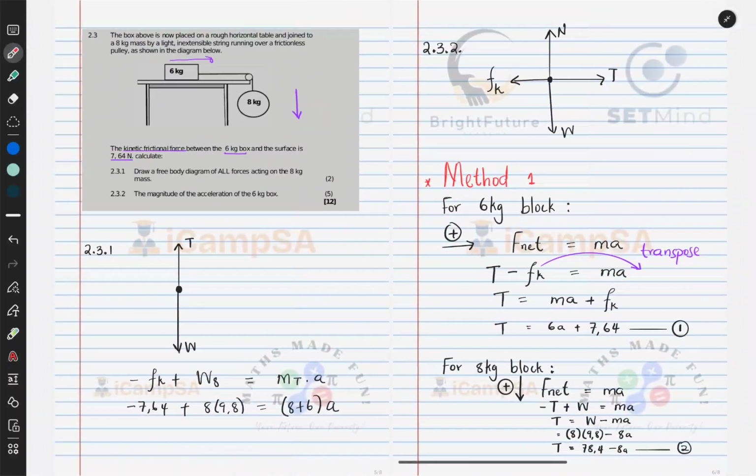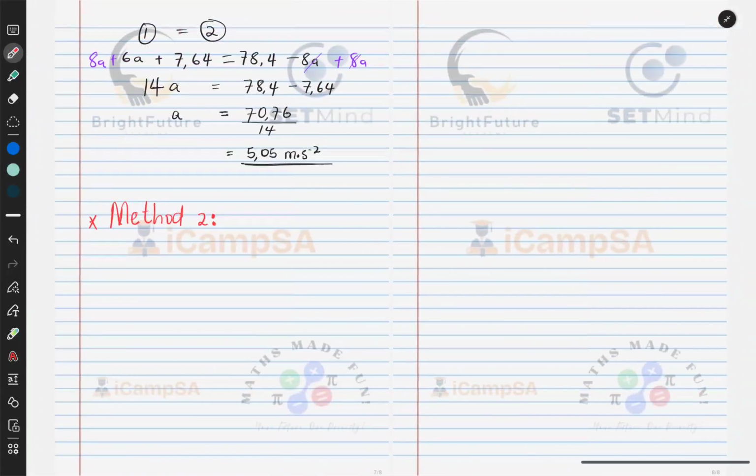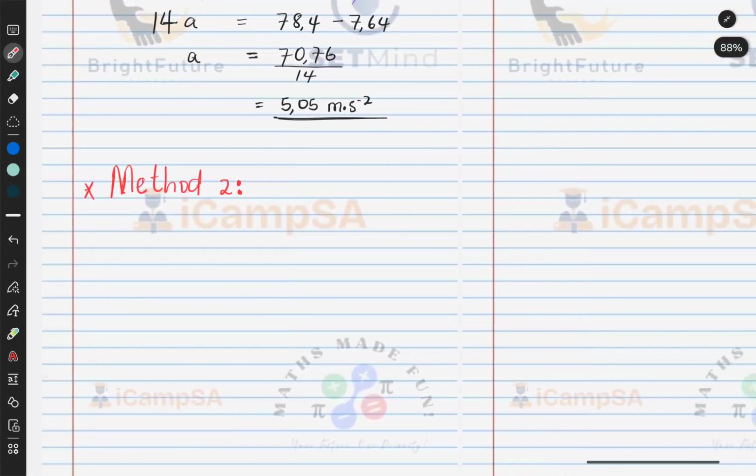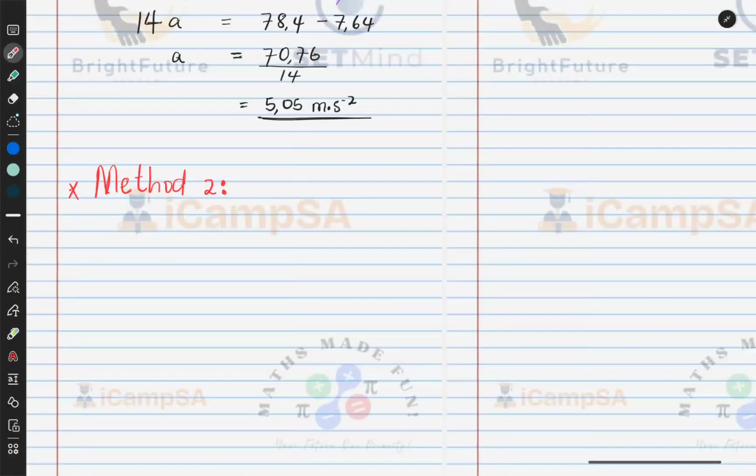Then you'd have to consider the overall mass of the system. Usually it works for all systems where 2 blocks or 2 objects are connected by a string. I'll show you in another example in a different past paper problem. So what you have is something like this. You still say Fnet is equal to MA.